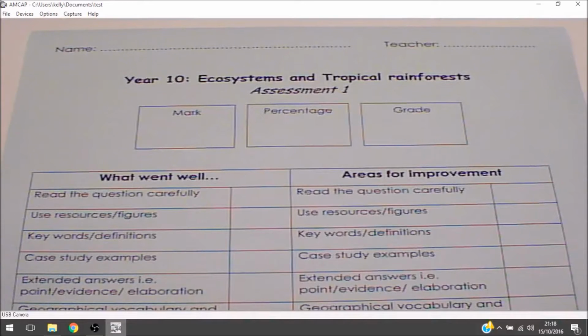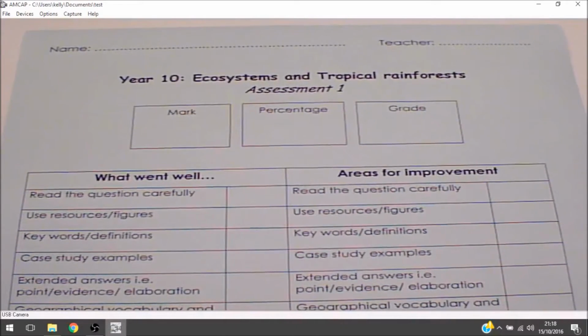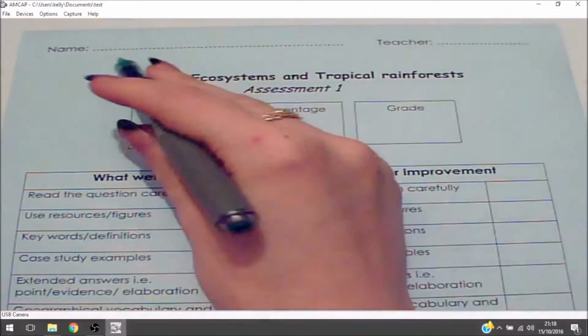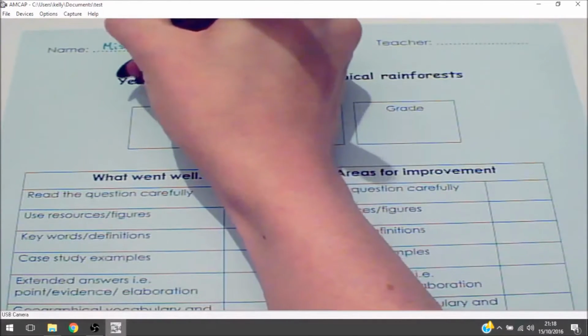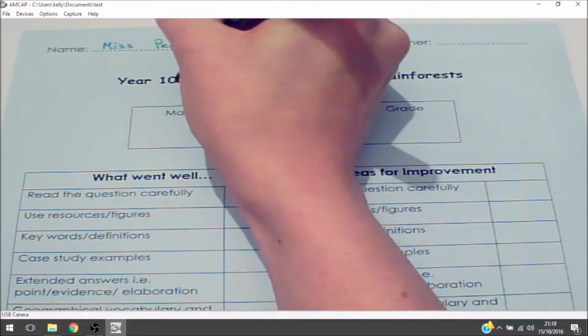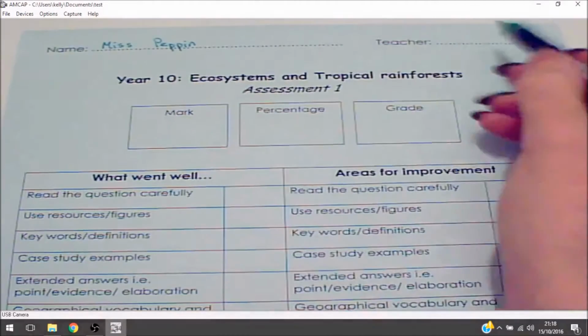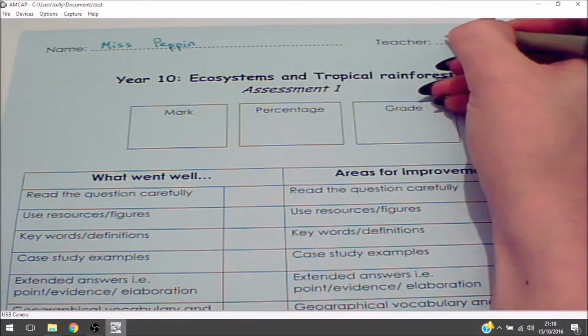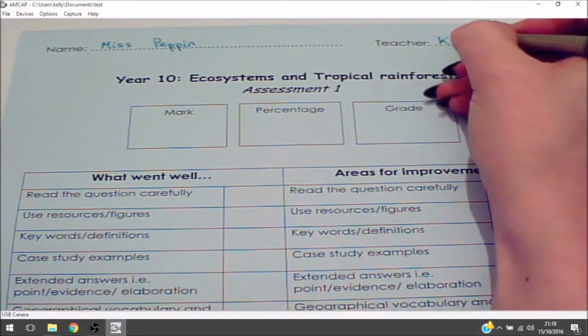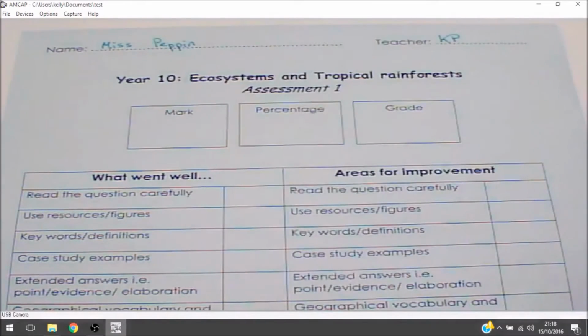Okay guys, so today you're going to be completing your Year 10 Ecosystems and Tropical Rainforest Assessment for AQA GCSE. So the first thing we're going to ask you to do is put your full name on this top line. And then put your class teacher. So you might just want to put the initials. I'm just going to write KP for Miss Pepin's class.